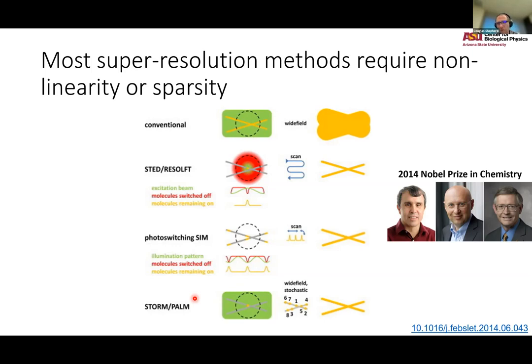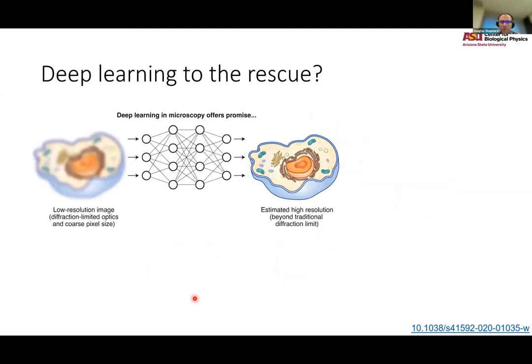And so for us, none of these methods are fast enough is what it comes down to. It takes hundreds of milliseconds to seconds to build images with these. And so while they have the resolution, they don't necessarily have the speed. They're also quite subject to background, so they're hard to work with in tissue.